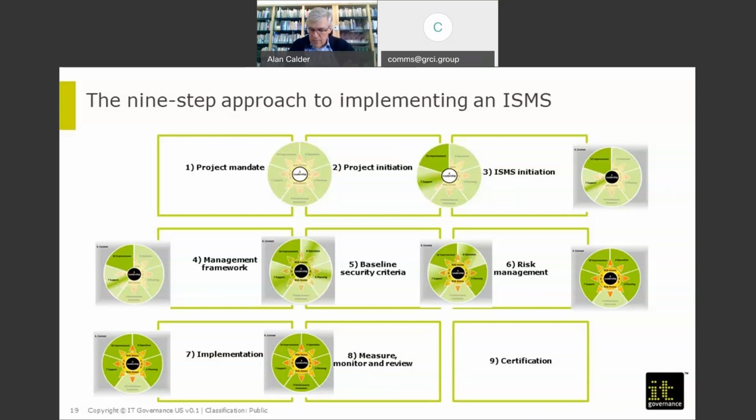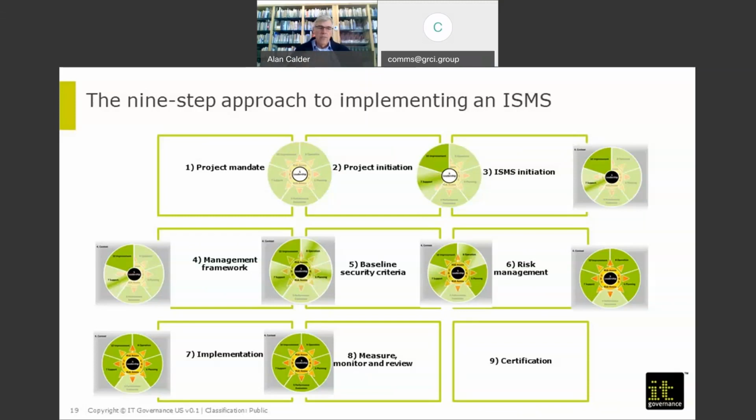Whatever the threats you've identified, you'll want to identify the extent to which your mitigation controls are reducing them. And once you've got that all in place, you'll go and seek certification. Whereas IT Governance USA helps organizations prepare for ISO 27001, we help through all these 9 steps. We obviously don't do certification.